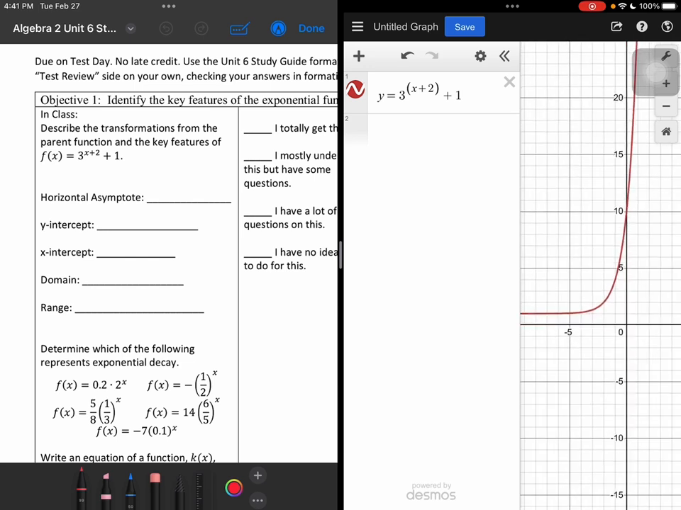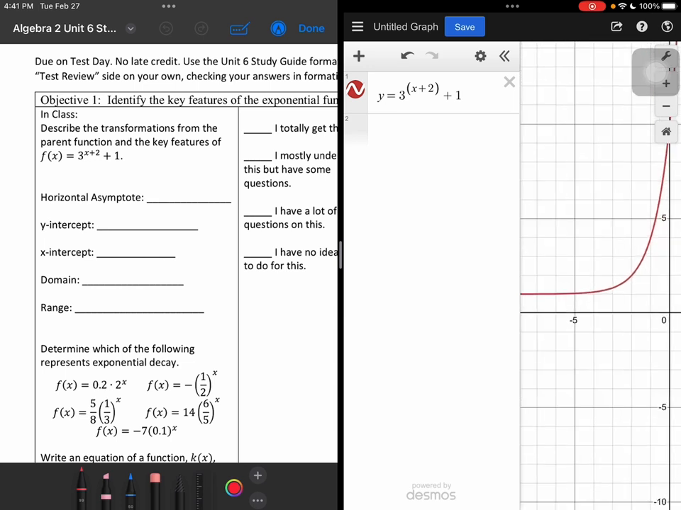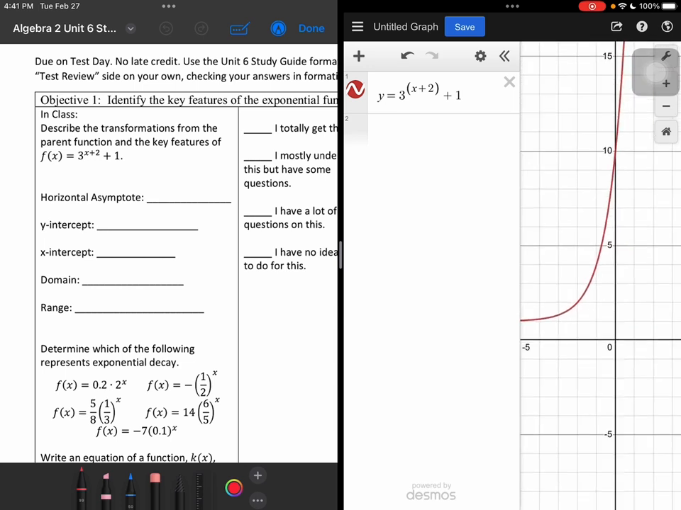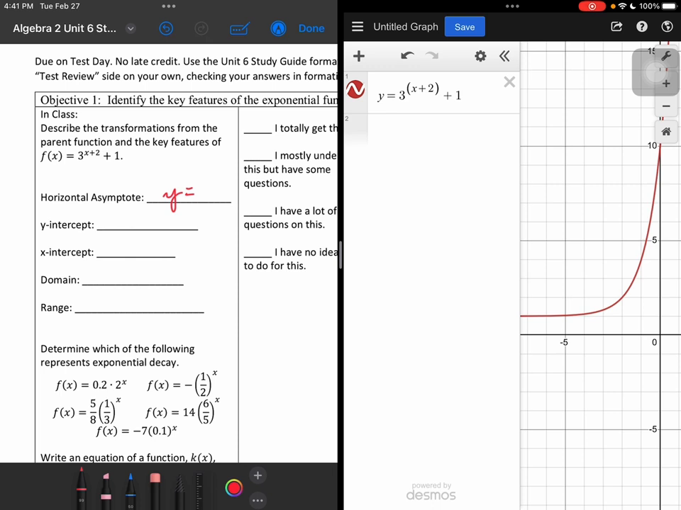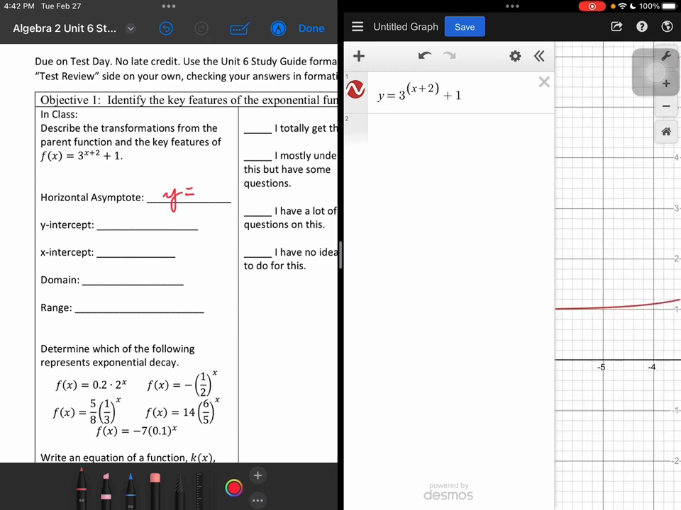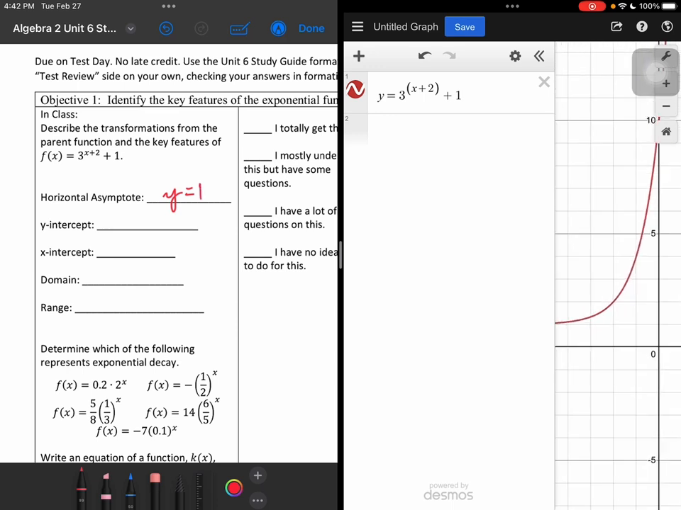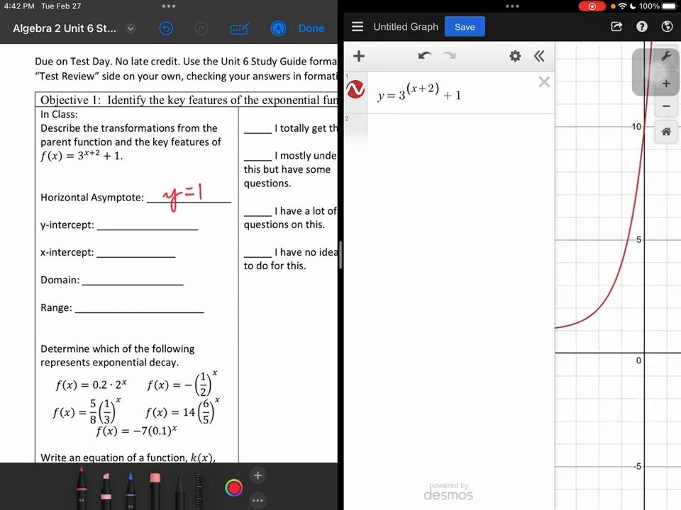So when we are looking for the horizontal asymptote, we're looking for that horizontal line that our graph gets really, really close to, but never crosses. Remember, horizontal is side to side, and that's going to be a y equals equation. So here, if we zoom in on our graph, we can see that our red line is going to get really, really close to y equals 1, but then never cross it.